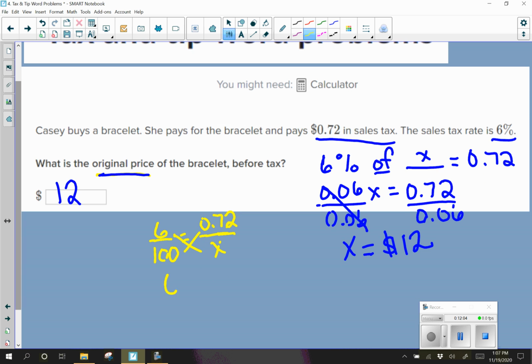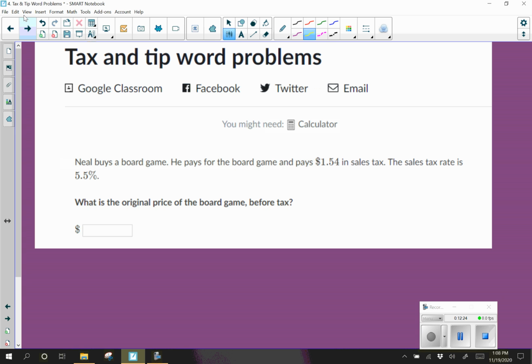6 times x is 6x. 100 times 0.72 is 72. And then when we divide 72 by 6, we also get x equals $12. So two different ways you could have done this one. Let's try another one similar to this.